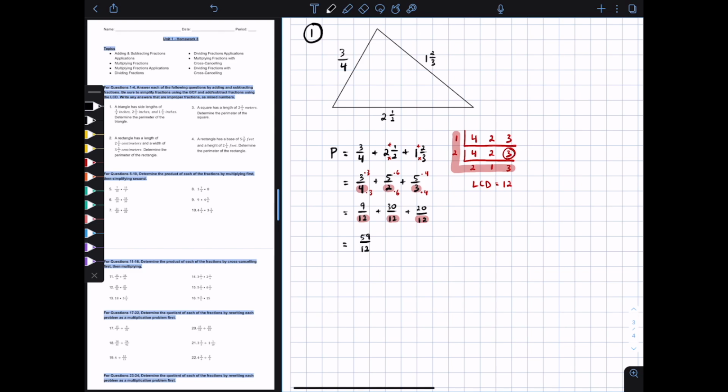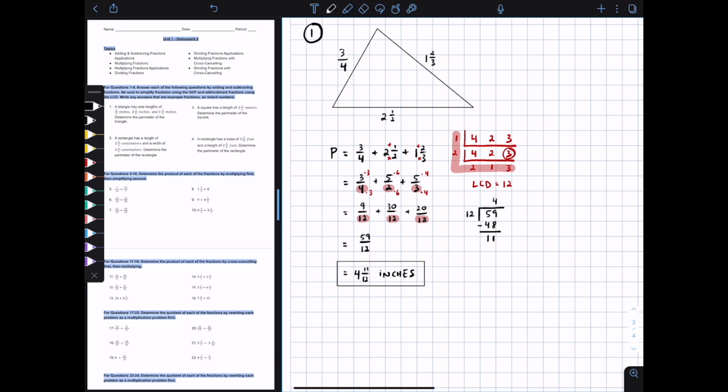And if we want to convert this into a mixed number, we can just do some long division and say, okay, how many times does 12 go into 59? Goes in 4 times, I think. That's going to be 48, and the remainder here is going to be 11. It was just one shy. So we can also say this is going to be 4 11/12 inches. All right, so that would be all the way around this triangle. That would be the perimeter.